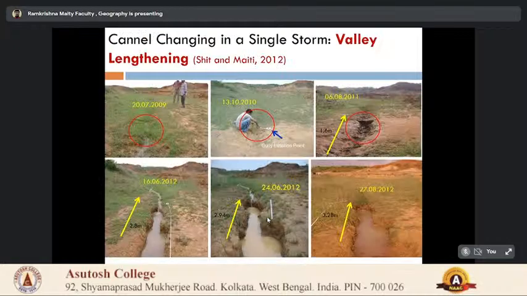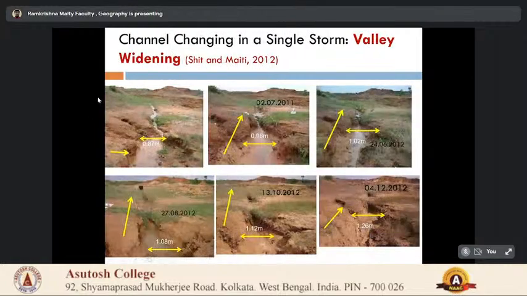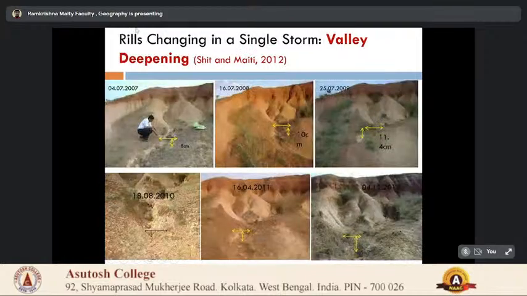Okay. So how does a single channel change in a single storm? Say this is a channel, you see the skyline, and you will see. So this is a particular channel we have monitored for a long time. On this particular day of 2009, the channel was like this. In 2010, the channel is changed. In 2011, the channel is changed. So this is how a single channel is changed in response to a particular storm of a particular year. So channel lengthening, channel widening, the width of the channel has been remarkably changed after a particular storm.